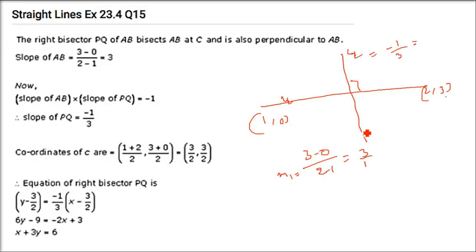It is passing through the midpoint, which we find using the midpoint formula because it is a right bisector. So (2 plus 1) by 2 is 3 by 2, and (3 plus 0) by 2 is again 3 by 2. So (3/2, 3/2) is going to come. So y minus 3 by 2 equals minus 1 by 3 times (x minus 3 by 2). You have x plus 3y equals 6.